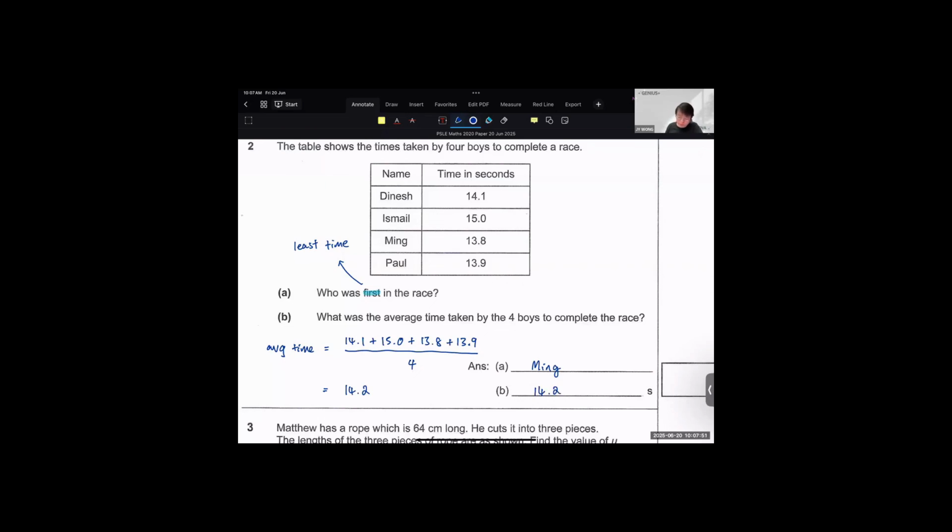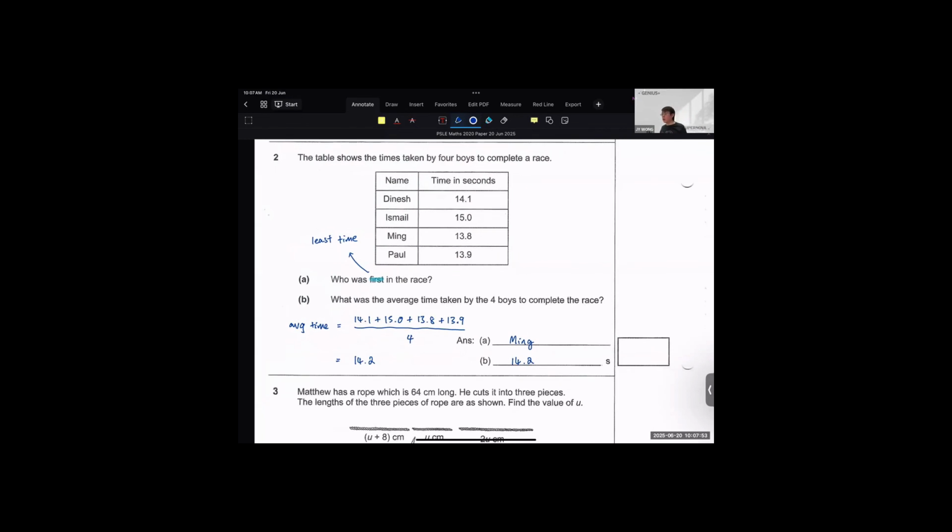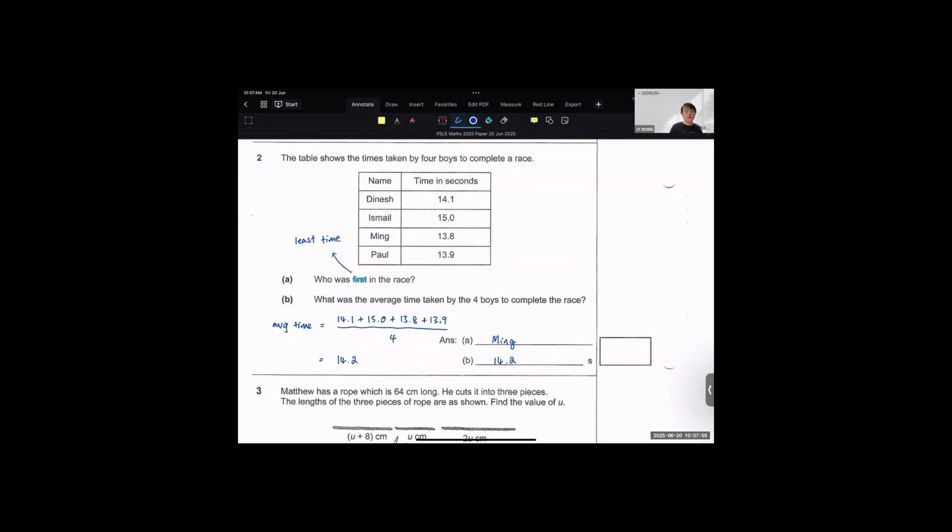Okay? Quite straightforward, but don't fall for the trick. First is the least time, not the greatest time.